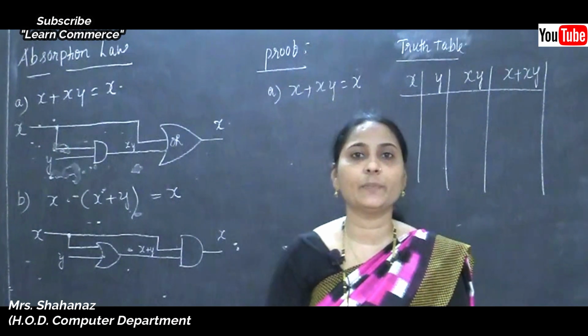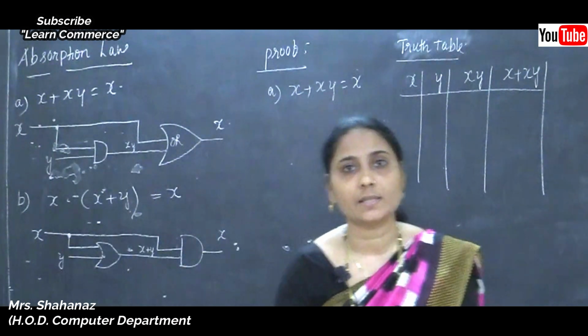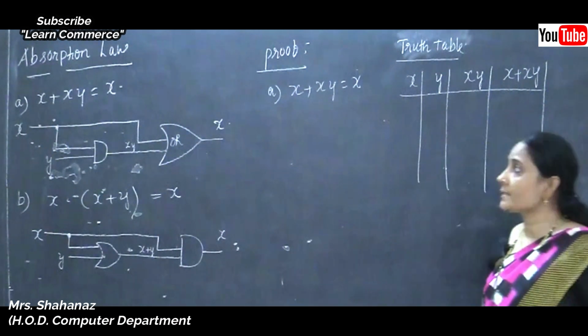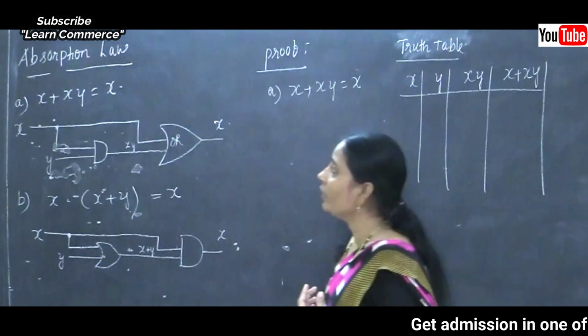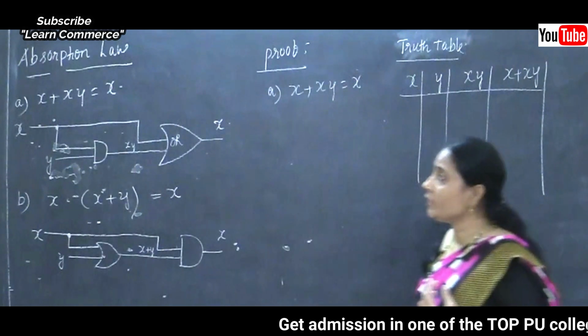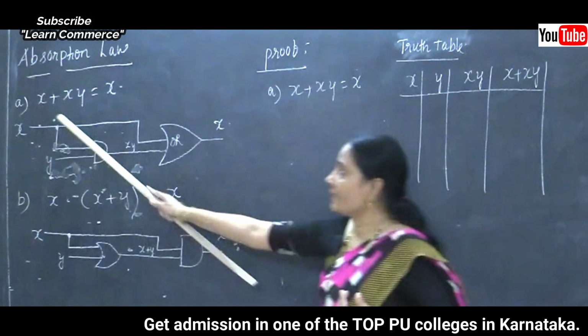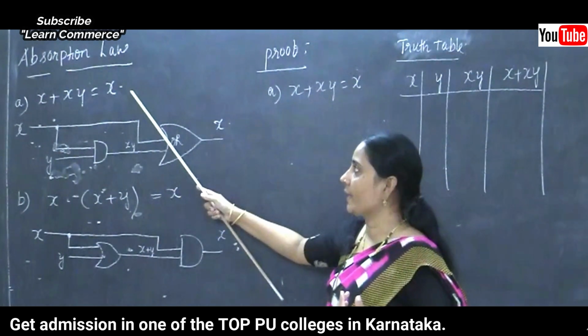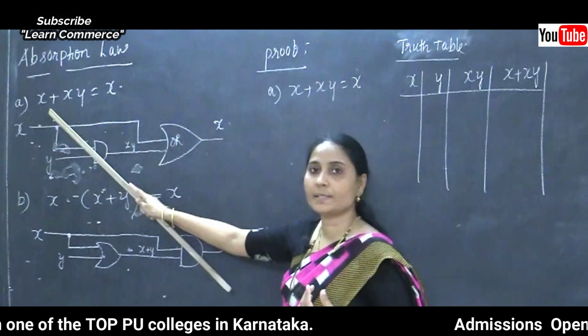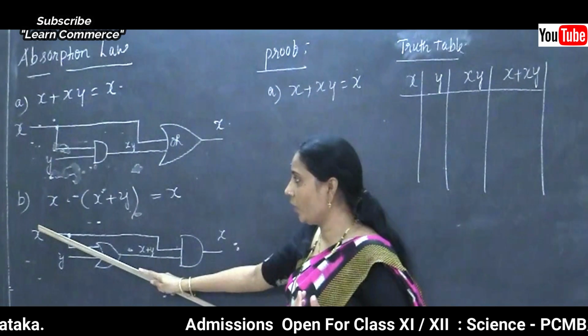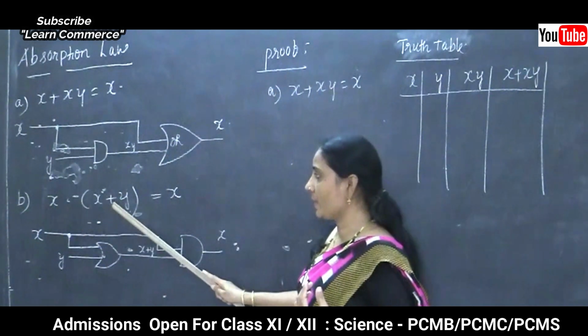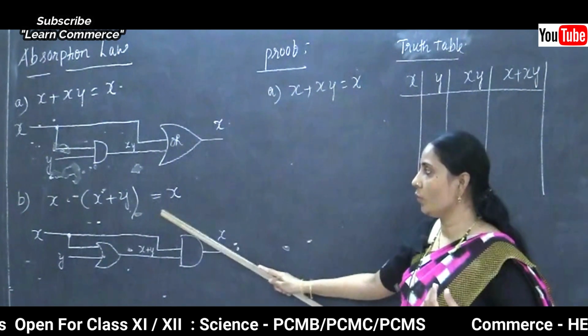Welcome to our second PU Computer Science online classes. In this class, we are going to discuss the absorption law. According to this law, x plus xy is equal to x. Left hand side, x plus xy. Right hand side, x. And the second law, x and x plus y is equal to x.